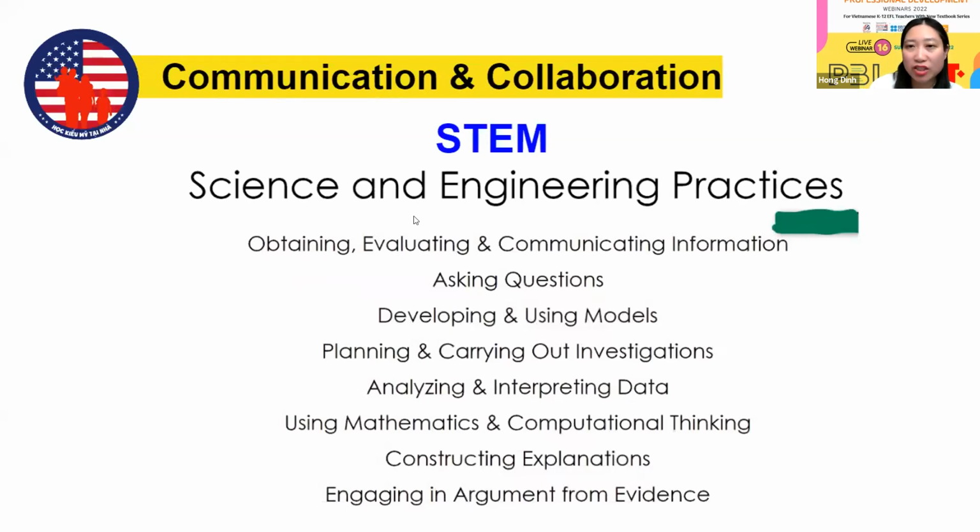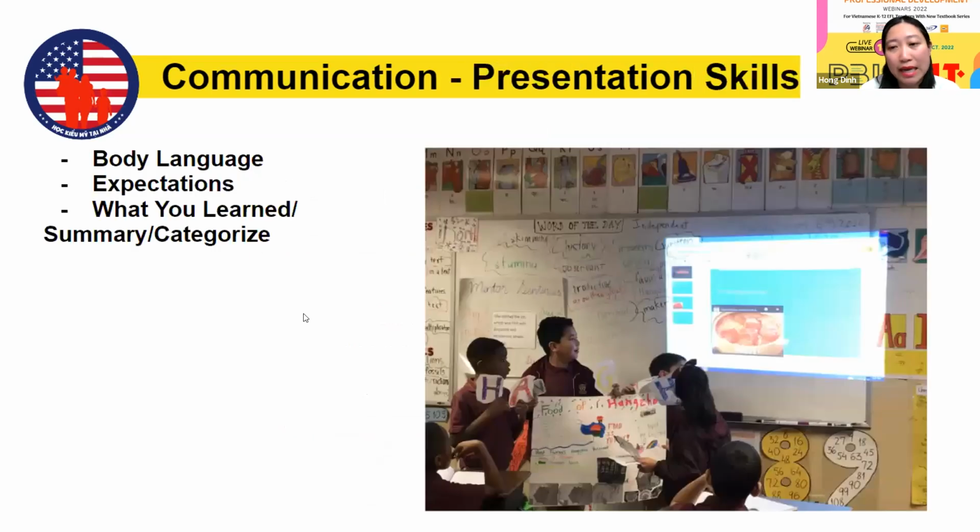And again, communication and collaboration is a very important component in any PBL. Here are just some examples of the collaboration piece in a STEM project. They can ask questions, and when they develop and use models, they can communicate as well. When they're planning and carrying out investigations, like when they do the experiment, and when they're analyzing and interpreting data, that is part of communication. Or when they use computational thinking, construct explanations, and engage in argument from evidence. All those skills are so important in a STEM PBL and in any PBL.